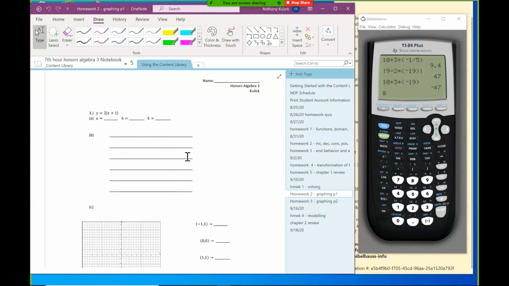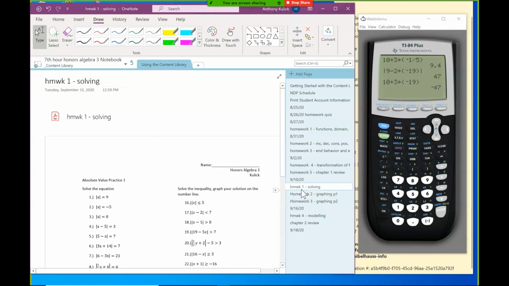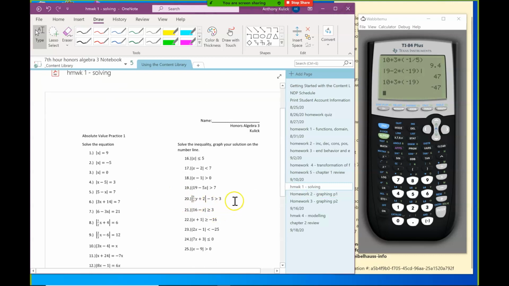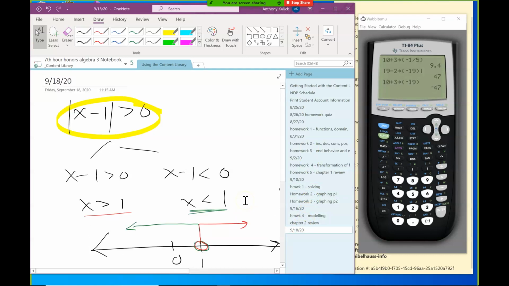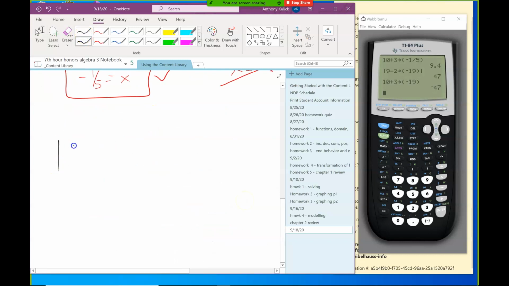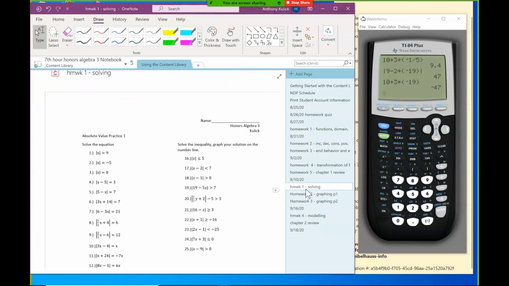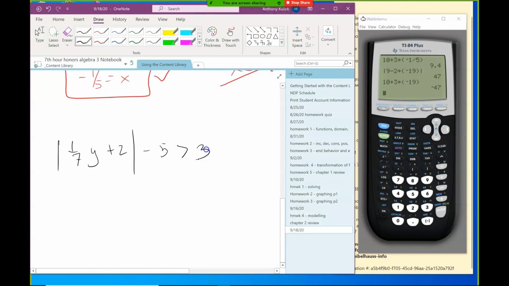Yes, what's your name though? Loretta Alonzo. Number 20, you say. Okay. 1/7 y plus 2 minus 5 is greater than 3. So this is number 20.